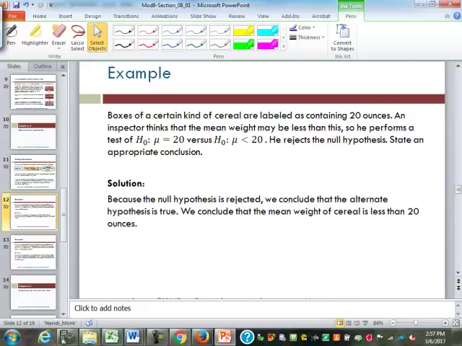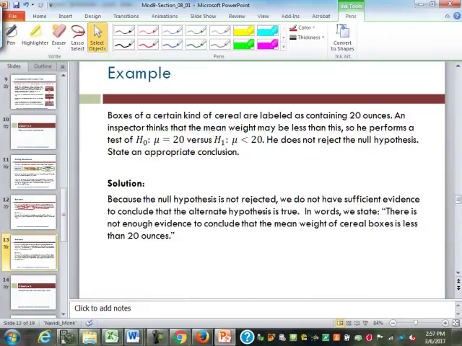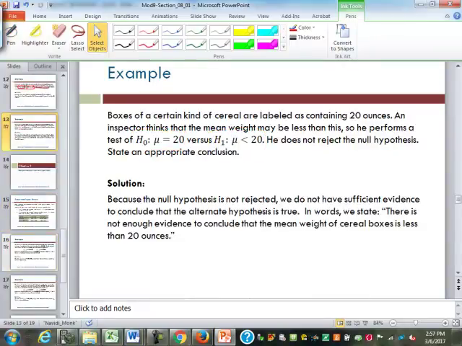So back to the boxes of cereal, we've got our hypotheses, the null hypothesis saying that it's equal to 20, the alternative saying that they're coming in light, they're less than 20. We reject the null hypothesis here. So our statement is, we reject the null hypothesis, and we conclude the alternative is true, which means we conclude that the mean weight of the cereal is less than 20 ounces per box. So there it is.